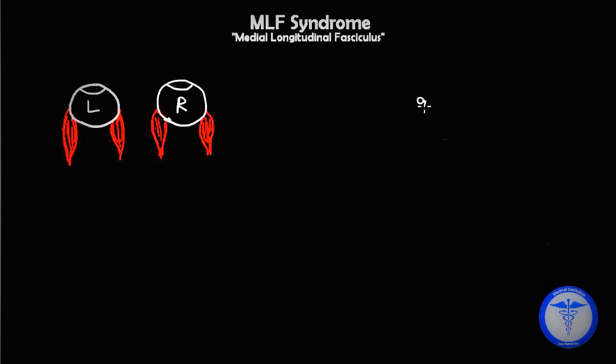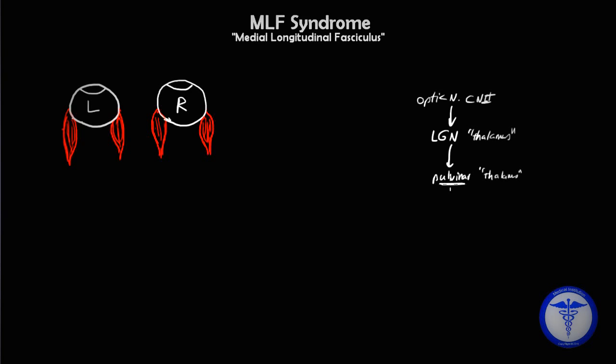The signal is going to go through the optic nerve, which is cranial nerve 2, to the LGN of the thalamus. LGN stands for lateral geniculate nucleus. Okay, from there they're going to travel to the pulvinar nucleus, which is also a nucleus in the thalamus, and this is where the information is going to get processed in the pulvinar.